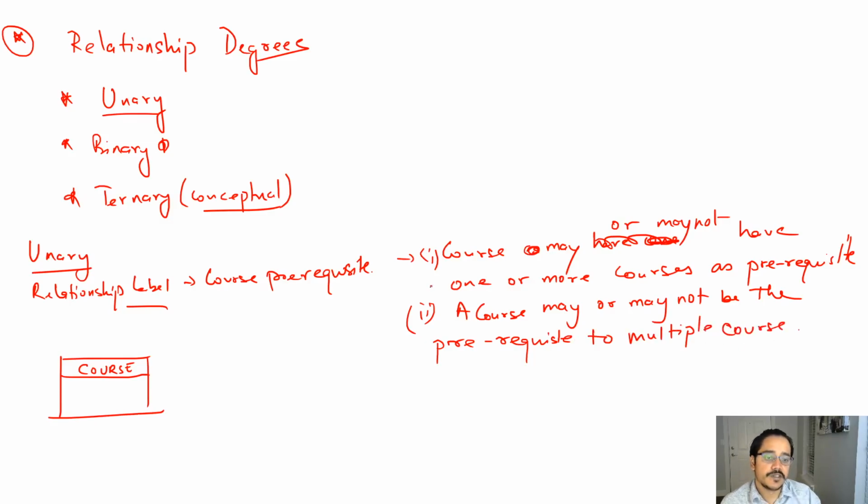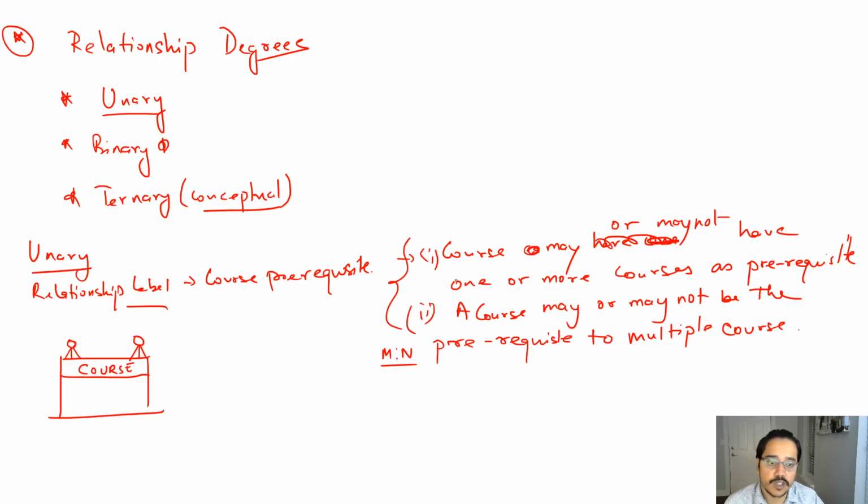So then what is this? This is basically an m is to n with an optional participation. Okay, so now if we have to implement that, we will have this, and then this, and then we will have this. So we will have two crow's foot.